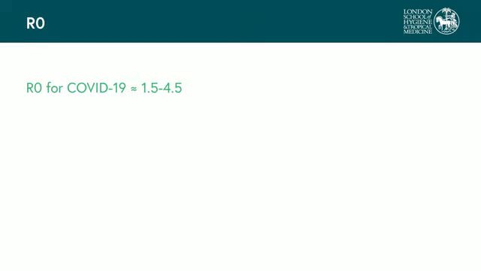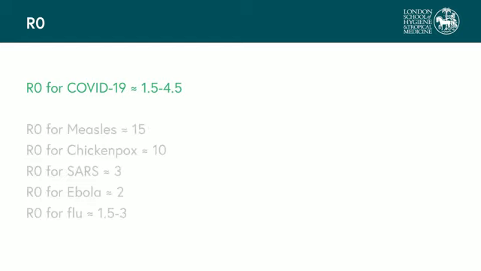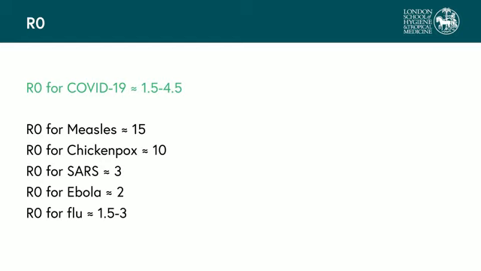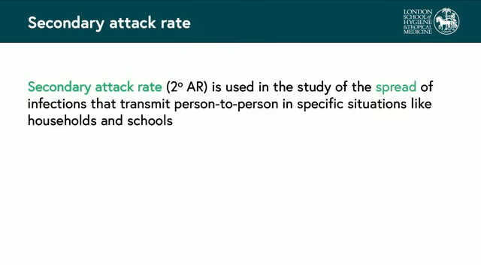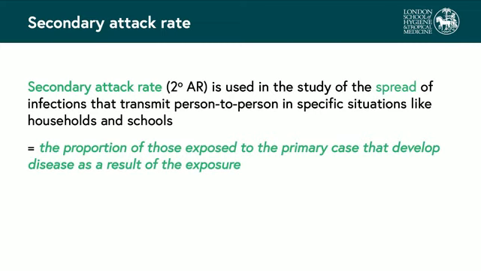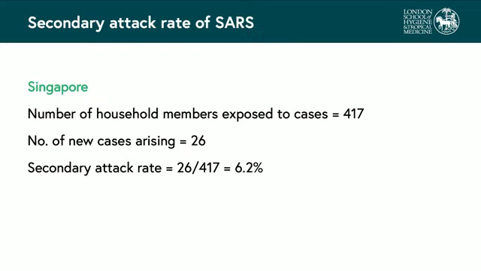So how does COVID-19 compare to other infectious diseases? The R0 is much lower than for infections which are known to transmit particularly easily, such as measles and chickenpox. It's in a similar range to SARS, Ebola, and seasonal influenza. Another way to measure infectiousness is the secondary attack rate. It's a measure of spread in specific situations, for example in households. It's defined as the proportion of those exposed to the primary case that develop disease as a result of that exposure. Unfortunately, there is limited information on the secondary attack rate for the virus causing COVID-19.